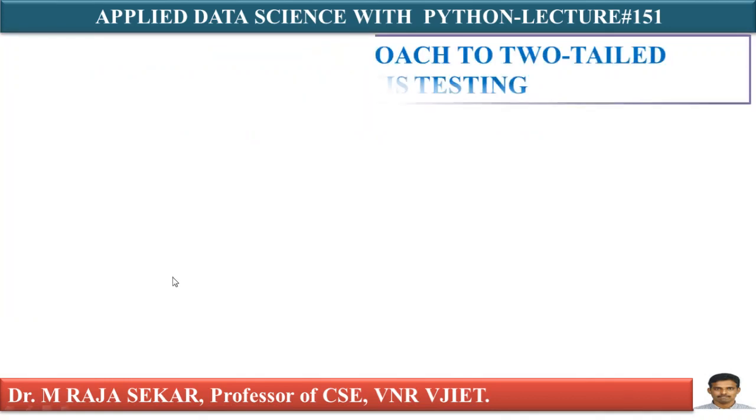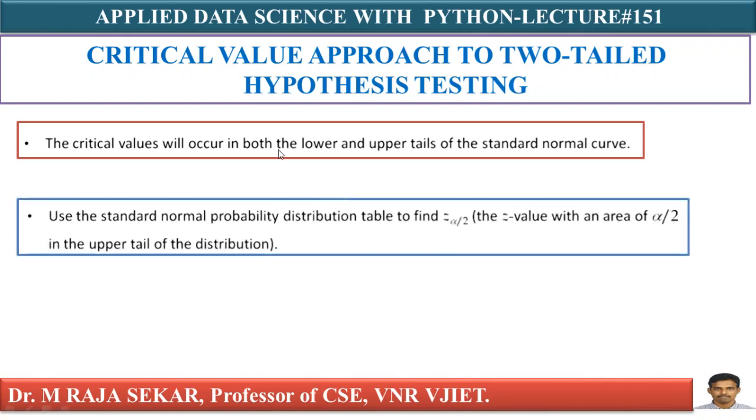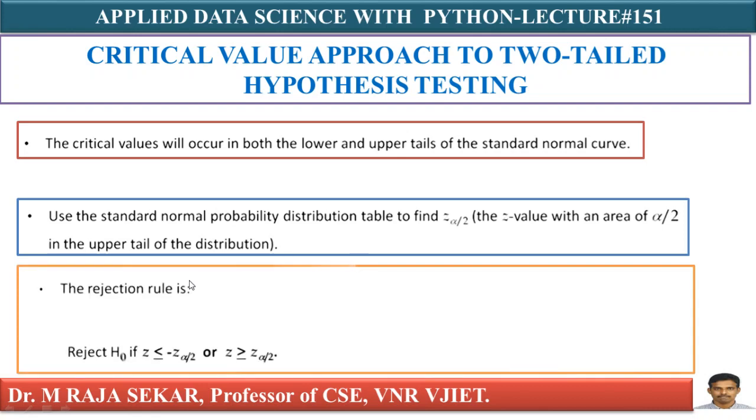Now what I have to do, I must calculate the critical values. The critical values will occur in both lower and upper tails. Why? Because it is a two-tailed test. It will occur in both the tails. Use the standard normal probability distribution to find Z alpha by 2. We will find what is that Z alpha by 2.